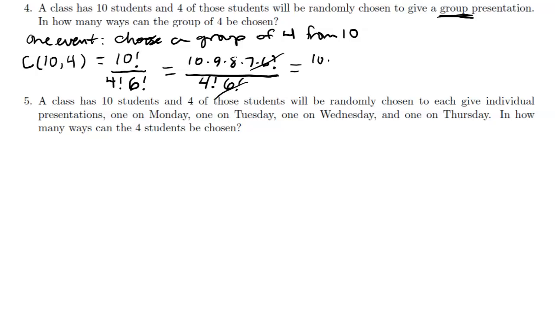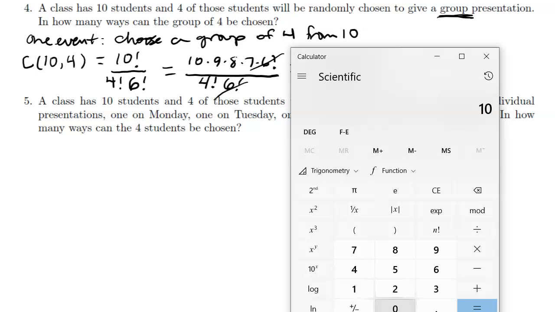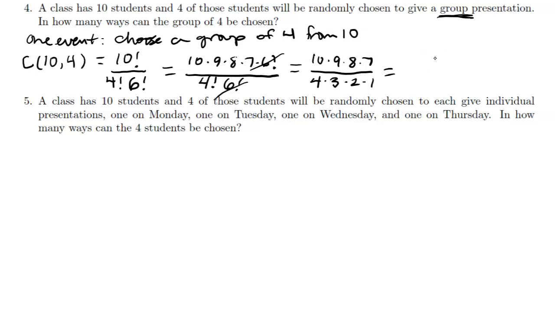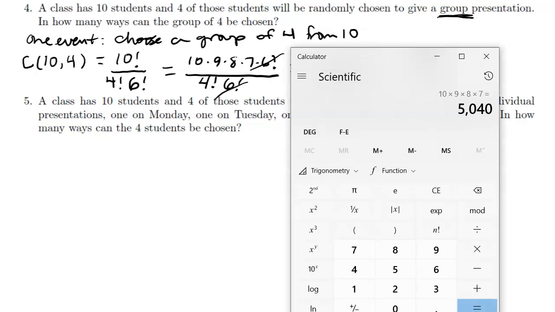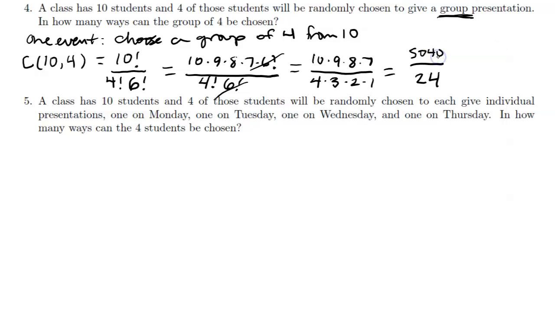So then we're left with 10 times 9 times 8 times 7 over 4 factorial, which is 4 times 3 times 2 times 1. If you do 10 times 9 times 8 times 7, you get 5,040. And if you do 4 times 3 times 2 times 1, you get 24. So then we can take 5,040 and divide it by 24, and we get 210.